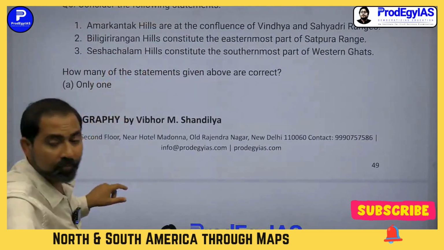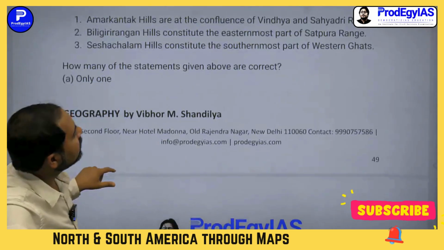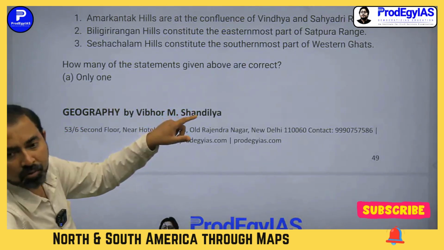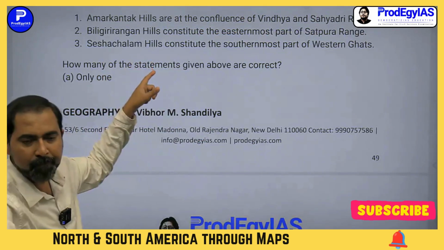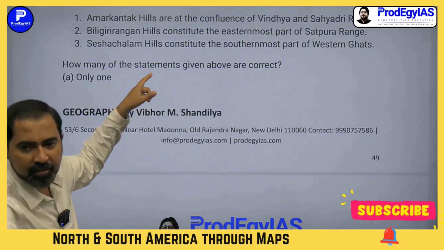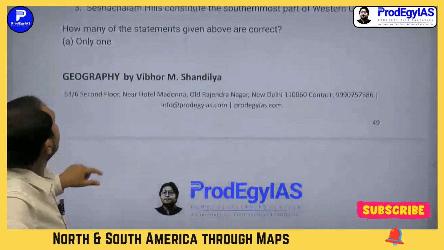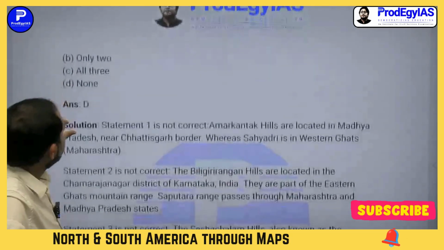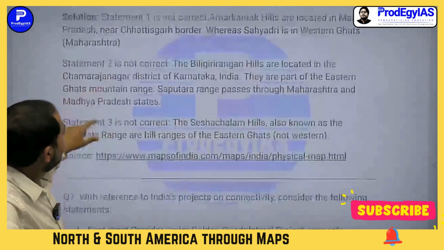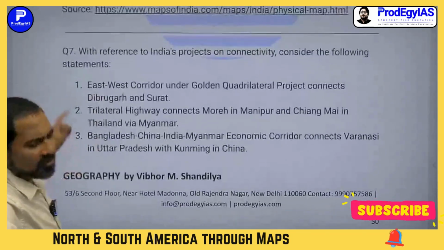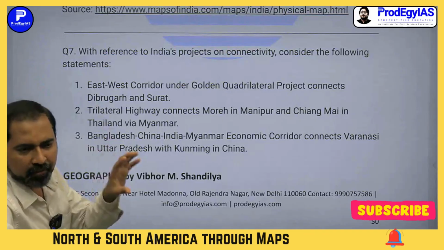Seshachalam Hills constitute the southernmost part of Western Ghats. No, they are in Eastern Ghats. This is also a very important tiger reserve, Seshachalam Hills tiger reserve, right? So the question is like that. None of the statements is right. So this question you can call somewhat tough, right?